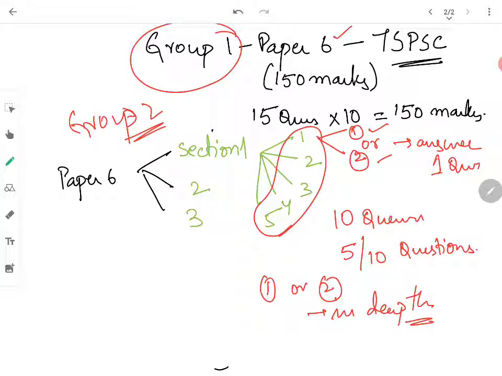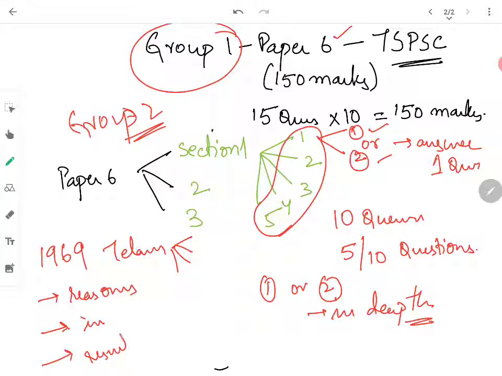For example, if we take the 1969 Telangana movement, knowing some important names and years is not enough. We need to know the reasons for the 1969 movement, the injustice done to the Telangana people, the results of the 1969 movement, and the judgments taken after that. The more you know, the better you can write the answer. So knowing each and every topic in depth is really important.